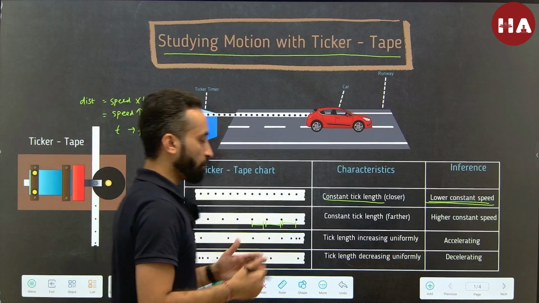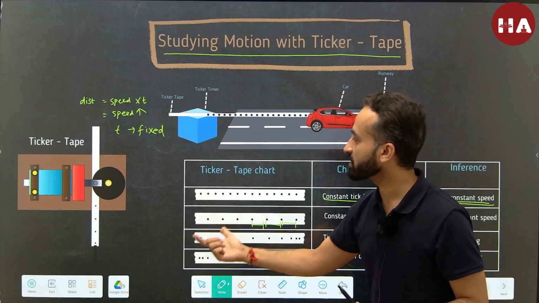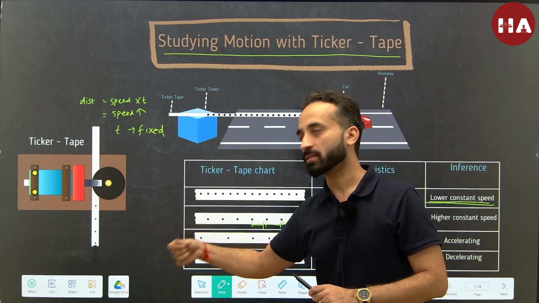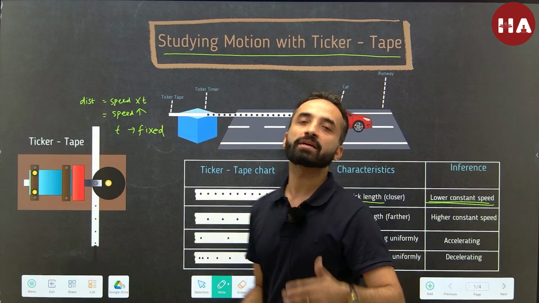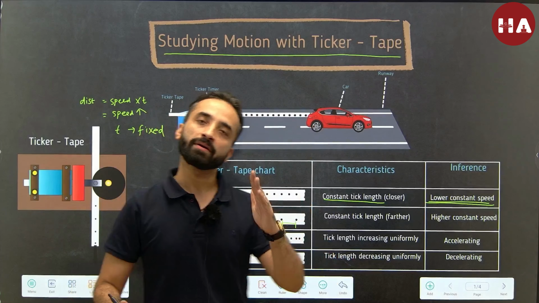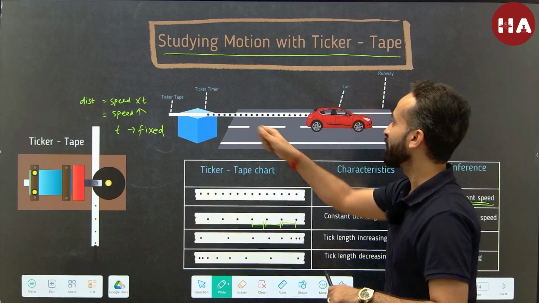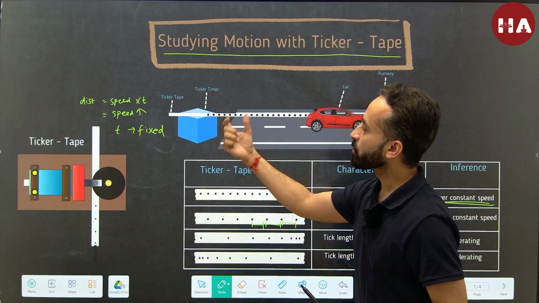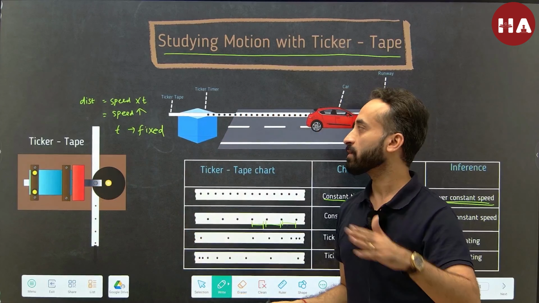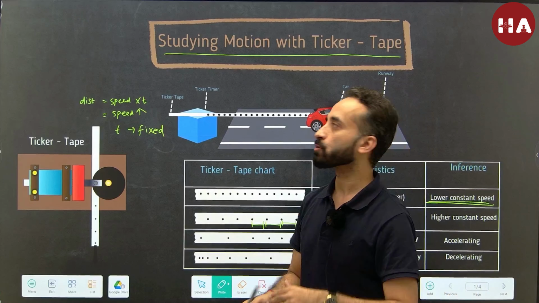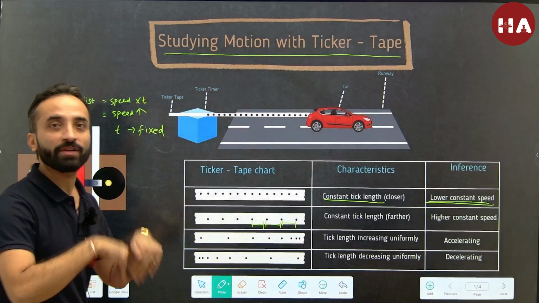So again, what is a ticker tape diagram? This tape, after the impressions are there on the tape, when you analyze it, this chart or this diagram is called the ticker tape chart or ticker tape diagram. Okay, so it's a very fascinating arrangement. An object is pulling the tape through a device like this, which is putting an impression after every fixed interval, let's say 0.1 second, 0.2 seconds, something like that. Which we already would know.